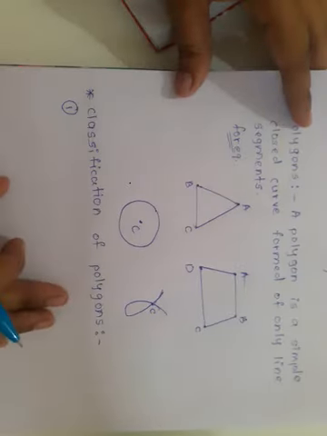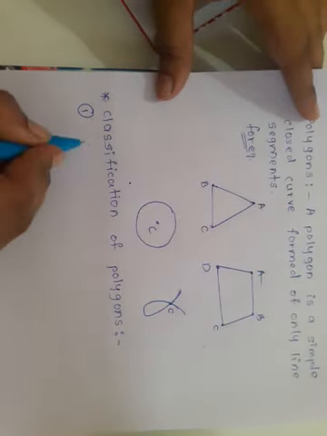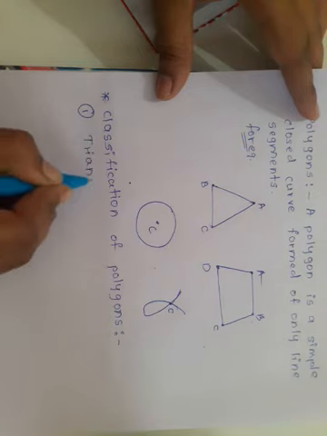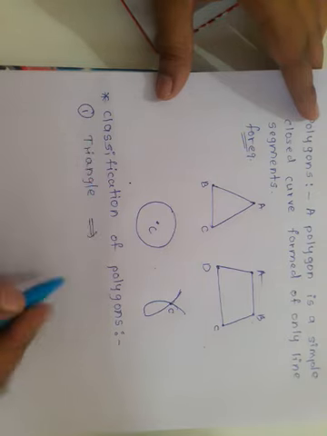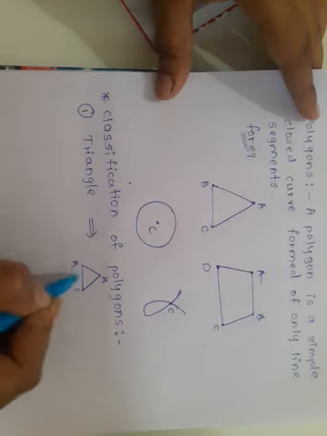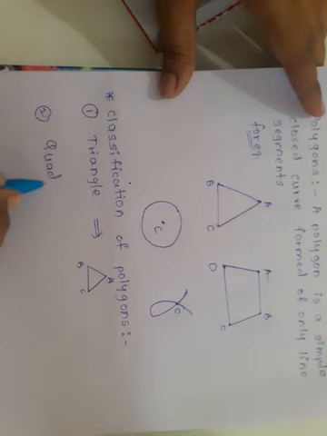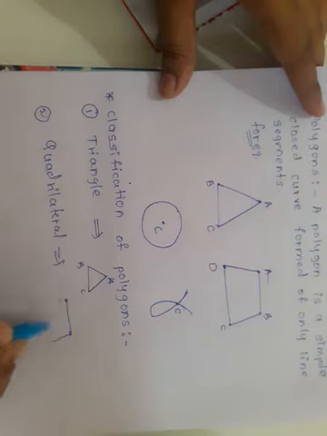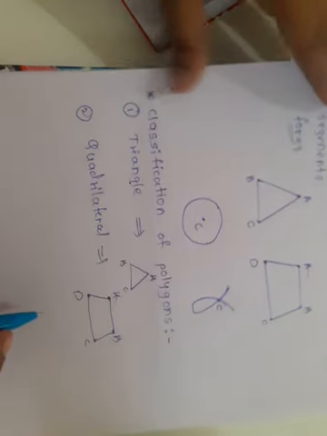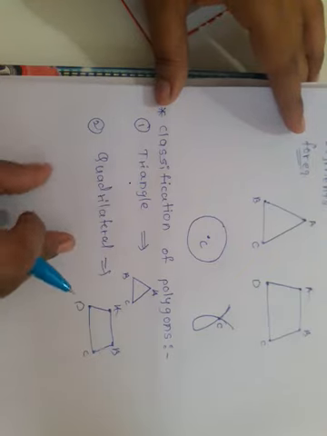Now, classification of polygons. How can we classify the polygons? First, a three-sided polygon is a triangle. Triangle ABC is a three-sided polygon. Then a four-sided polygon is a quadrilateral. This quadrilateral ABCD is a four-sided polygon. We call it a quadrilateral. Triangle and quadrilateral are polygons.